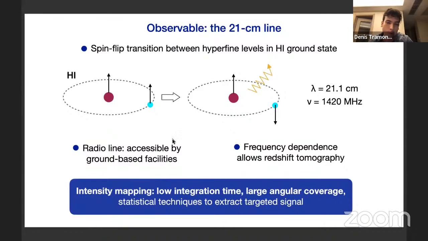Now, there is no need to go through any detail here. I just want to stress that intensity mapping is actually the best probe for this kind of study, because it allows us to sample very large volumes, cosmologically relevant volumes. The drawback, of course, is that we cannot detect individual structures in the maps. So we need to use some statistics to get the signal we are looking for.